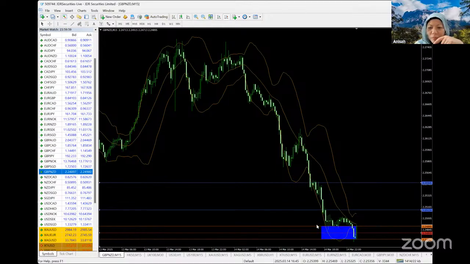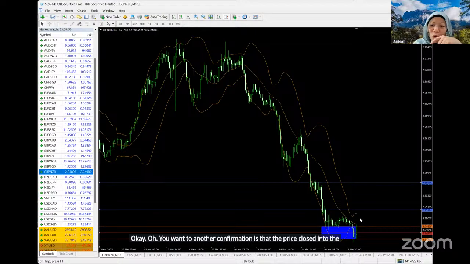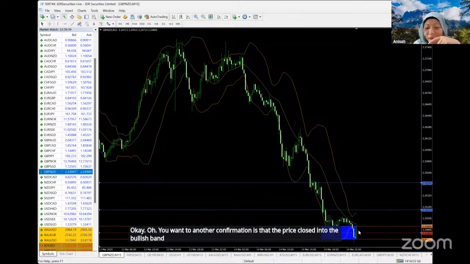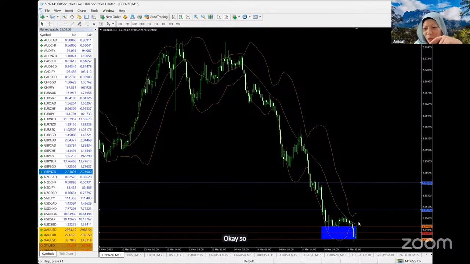So if you want to take a risk on going long, I'll go if the price closes above 2.24 tomorrow. Or if you want another confirmation, the price closes into the bullish band area, as currently the price is in the bearish. Once it's closed into the bullish band area, then you can go long.